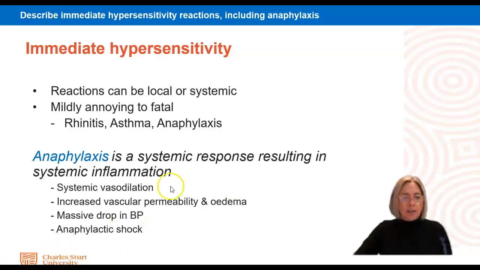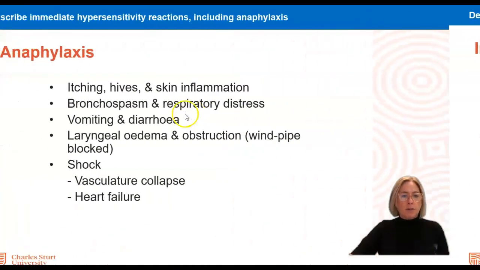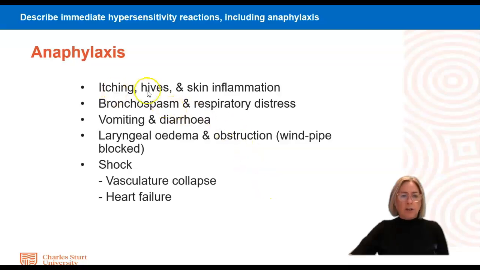So anaphylaxis is a life-threatening condition, and this is why people with severe allergies carry around an EpiPen, epi for epinephrine or adrenaline. And we know that adrenaline will cause vasoconstriction and therefore reverse that vasodilation that's leading to that anaphylactic shock. And so some of the signs and symptoms then of anaphylaxis include itching, hives, and skin inflammation.